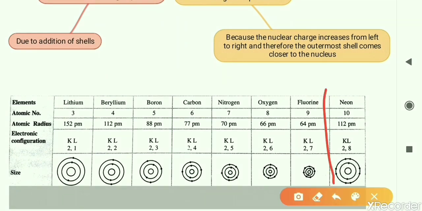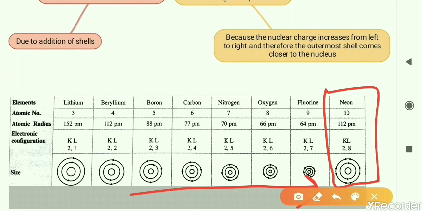Observing this table, a question may arise with regard to the noble gases. You may be observing here the atomic size is decreasing as we are going left to right, but suddenly just after fluorine, neon is shown bigger or larger in size as compared to fluorine. Neon is bigger than fluorine.